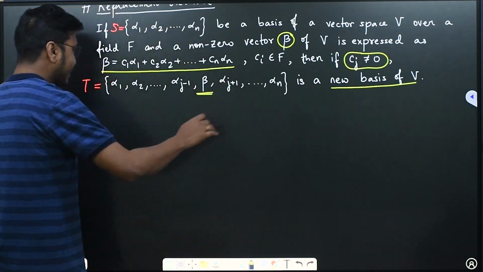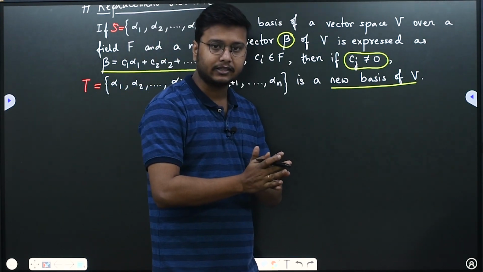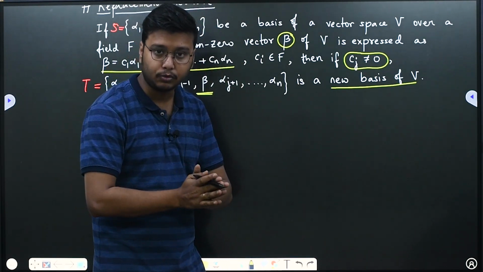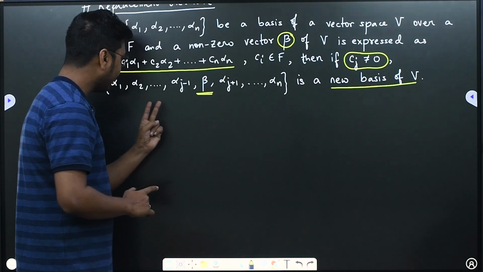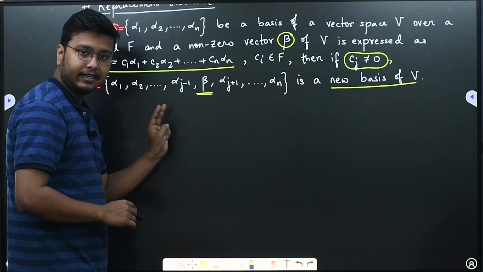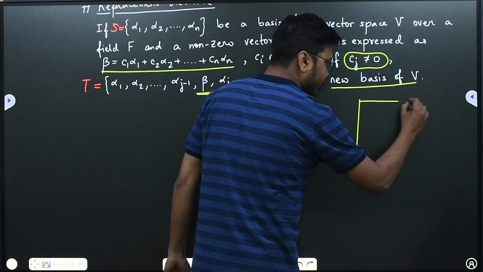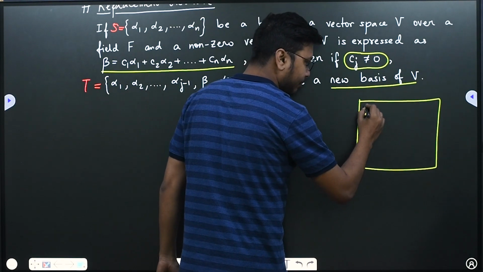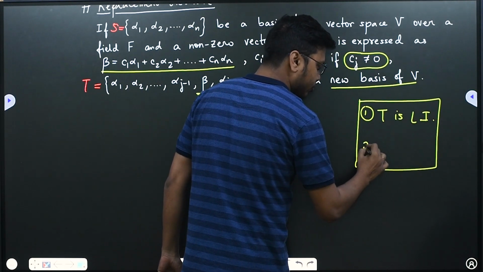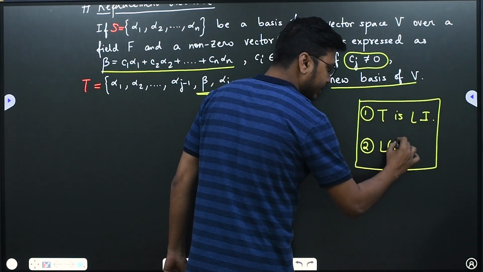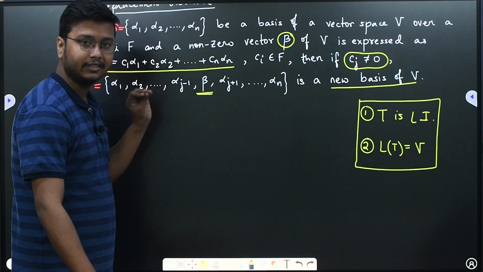So I need to prove that T is a basis of the vector space V. If I have to prove T is a basis, then I have to show two things. The first one is that it is linearly independent. The second one is that the linear span of T generates the entire vector space. So the two things that I need to prove, I am writing over here. Number one, I want to show that T is linearly independent, and number two, I want to show that L of T equals the vector space V. So these are the two things that I want to prove in this theorem.